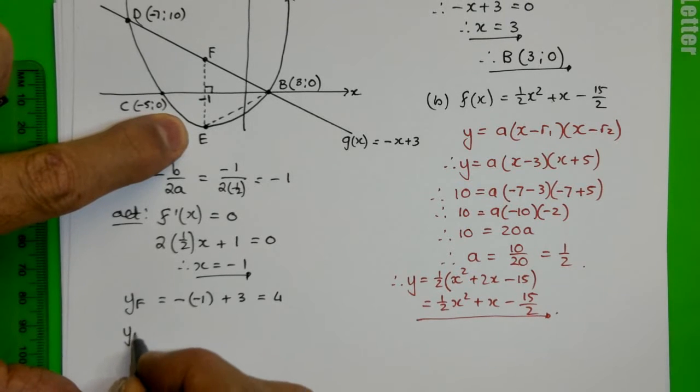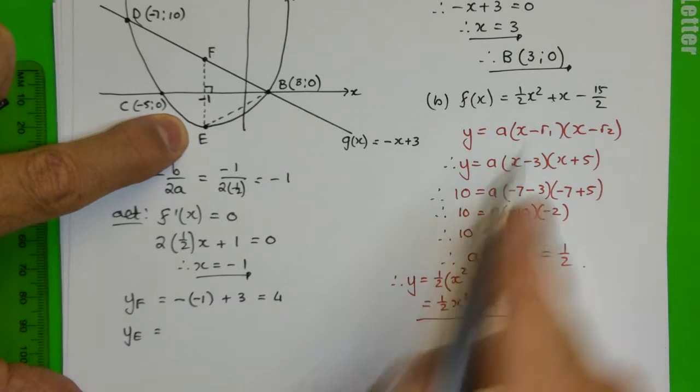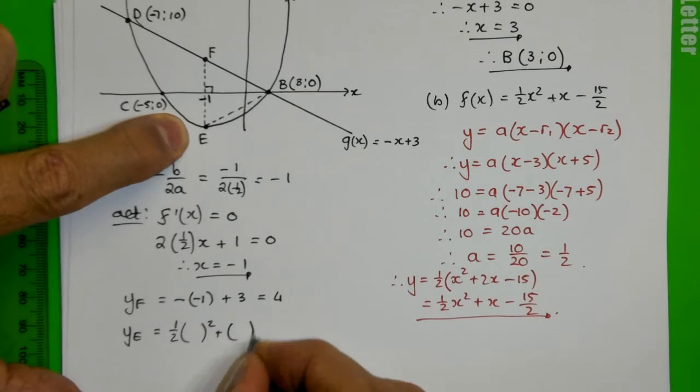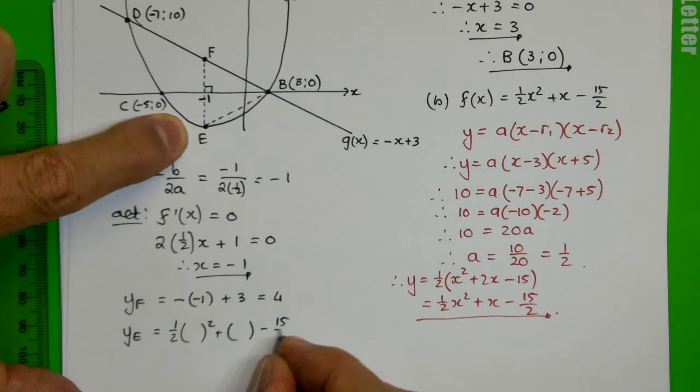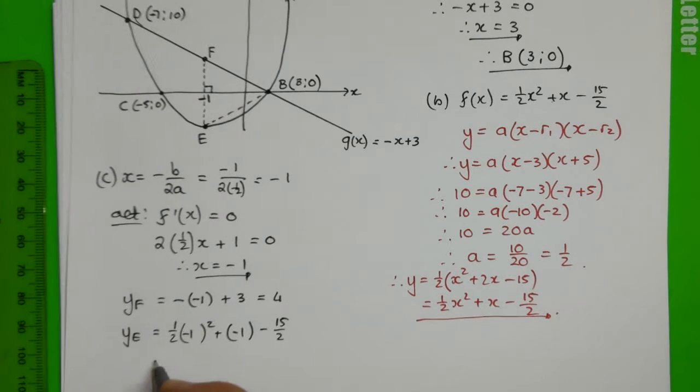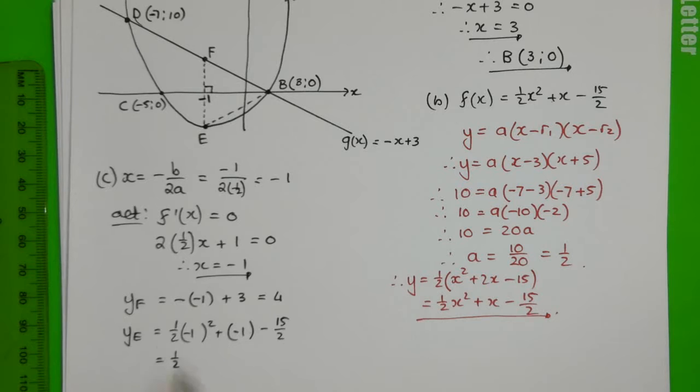The y coordinate for point E, we need to go to the parabola, and we say this is a half times the x squared plus the x value that we're looking at, minus 15 over 2. Now the x is minus 1 throughout here. If I square minus 1, I have a half times 1 minus 1 minus 15 over 2. Now you can see that this is minus a half. A half minus 1 is minus a half. Minus a half minus 15 over 2 is minus 16 over 2. Minus 16 over 2 is negative 8.